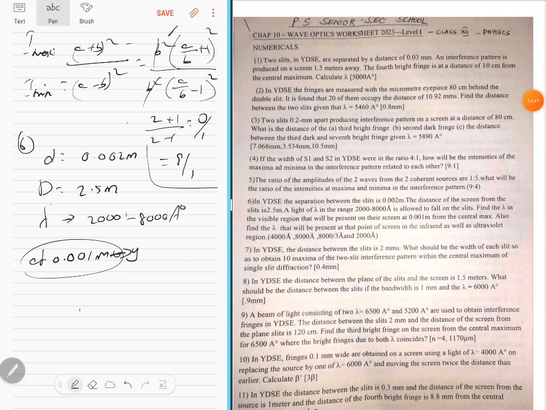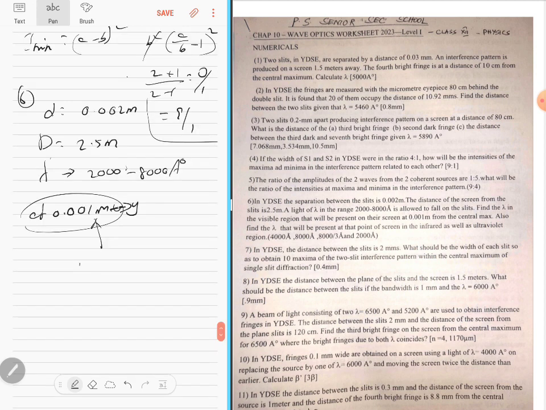In Young's double slit, the separation between the slits is 0.002 meter. The distance to the screen is 2.5 meter. Lambda ranging from 2000 to 8000 is allowed to fall on the slits. Find the lambda in the visible region that will be present on the screen at 0.001. So your position has been given. You know capital D and small d, so you can find out the wavelength pertaining to that region.